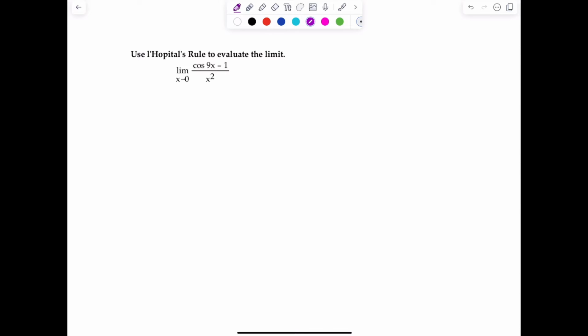So let's check. As x approaches 0, cosine of 9 times 0, that's cosine of just 0, minus 1, over 0 squared. So cosine of 0, that's 1. Minus 1 over 0, so we have indeterminate form of the type 0 over 0. We're allowed to proceed and use L'Hopital's rule. And you want to indicate that you're doing so either by putting L'H, that's the way I show my students. I know some instructors just put an H with a circle. So, just do something to show, hey, I'm going to apply L'Hopital's rule right now.